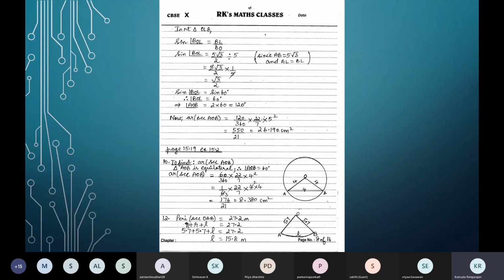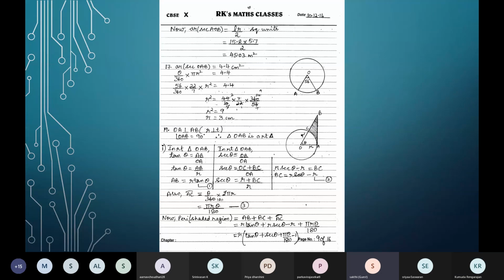Area of sector is equal to LR by 2, length of arc into radius by 2. So you can use this when you don't know the sector angle. When you know the length of the corresponding arc and the radius, without the sector angle, you can find the area of the sector. Area of sector is equal to LR by 2. 45.03.